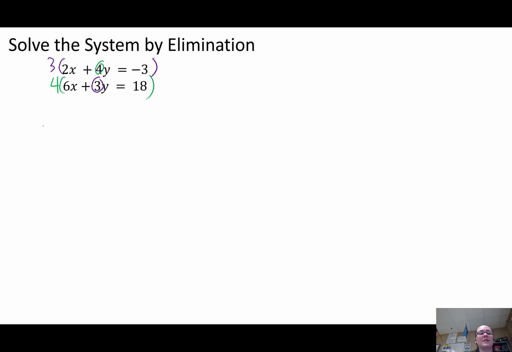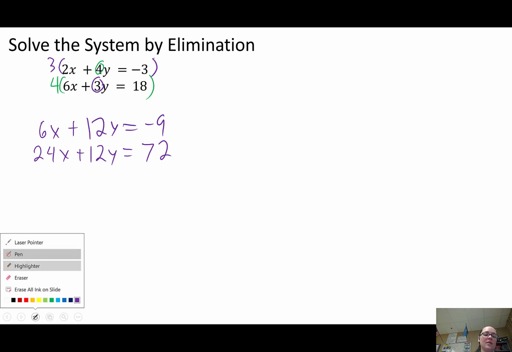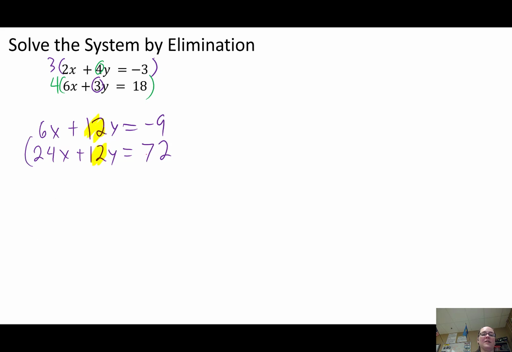So 3 times 2x gives me 6x. 3 times 4 gives me 12y, and 3 times negative 3 gives me negative 9. Same thing with the bottom. 4 times 6 is 24x. 4 times 3 is 12y, and 4 times 18 is 72. Now, since we're eliminating the y's, that's what we decided, we have to subtract our two equations.